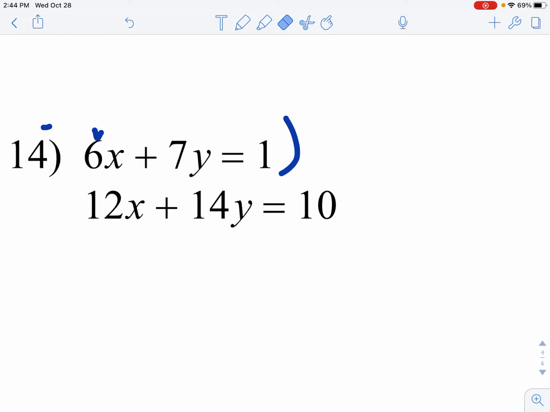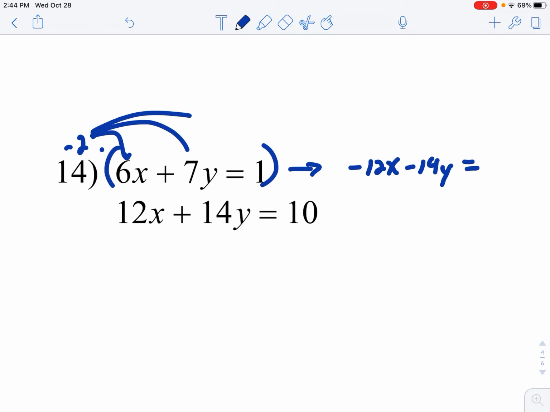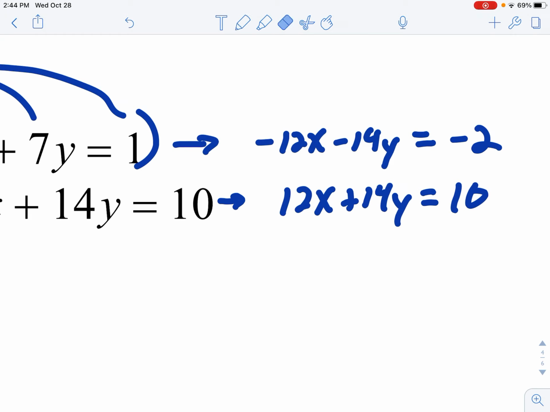I'm going to distribute, oops, well, that was a mess. Let me start over. I'm going to distribute this equation by negative 2 in order to get a negative 12x. Then I also get negative 14y equals negative 2. This one I don't have to distribute anything because it's already got a 12x. So this is like the second type of problem where you only have to multiply one equation by a number. Now, let me make that 0 look more like a 0. I don't want you to think it was a 6. Now, draw a line and add these up.